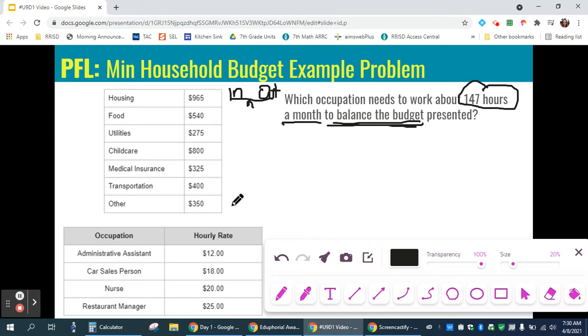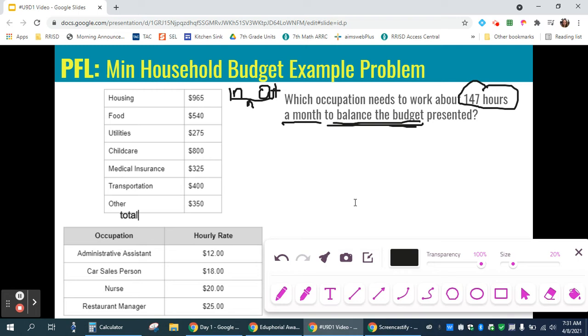So I'm looking at this budget here. It says housing is $965, food $540. This is per month, it looks like what maybe a family would spend on all of their expenses. And I see housing, food, utilities, childcare, insurance, transportation, other. How much total are they spending? I don't know that yet. I'm going to have to do some math to figure that out.